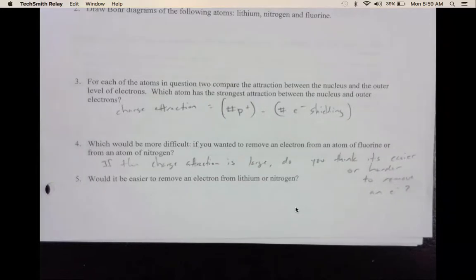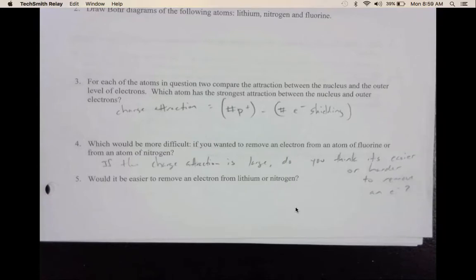Question 4. Now we're trying to think about if we were to remove an electron from an atom of fluorine or an atom of nitrogen. To answer this question, you need to compare charge attraction. Remember that if the charge attraction is large, then you have a very small atom because there is lots of attraction between the nucleus and the outer electrons.